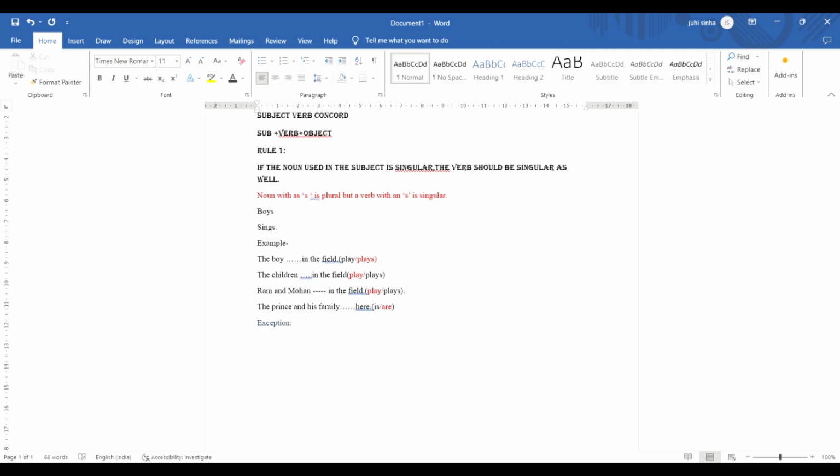So the exception is, suppose two nouns are joined with the help of and, but still they are talking about a single person, a single object, a single commodity, the verb will be singular. Now what do I mean by this? Suppose I say, the prince and poet dash dead. You have to choose between is and are. In this case, the answer is is.